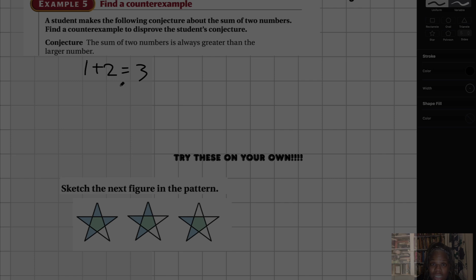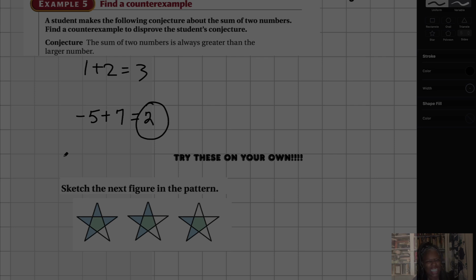Can you think of two numbers that I could add up such that the sum is not bigger than the larger number? Negative numbers, maybe? Let's try. -5 plus 7, right? That's going to give me a +2. So the sum of -5 and 7 is +2. Let's check the conjecture. Let's see if we proved it false. The sum of two numbers, that's these two, is always greater than the larger number. Nope. 2 is not larger than 7. So we have disproved this conjecture.